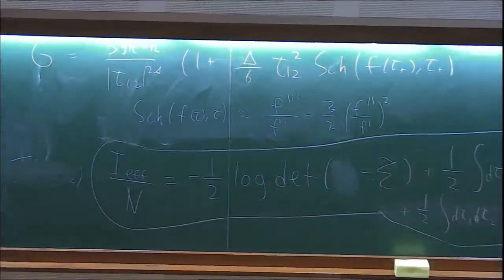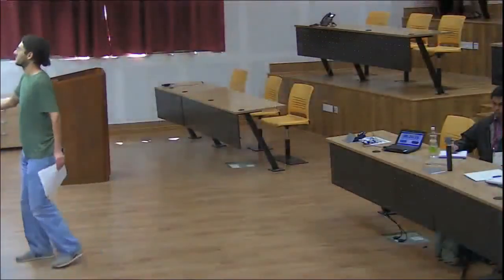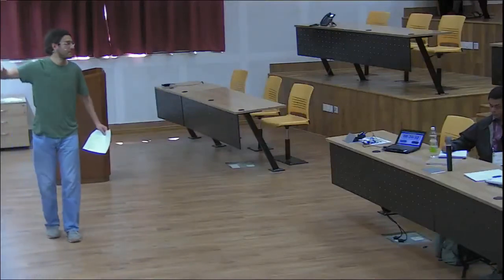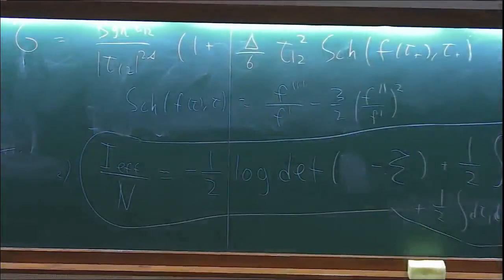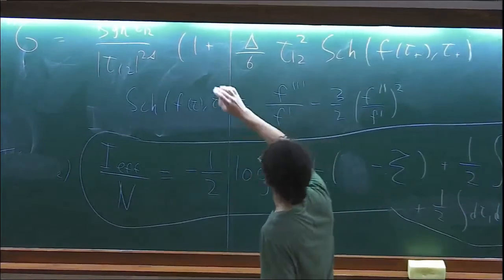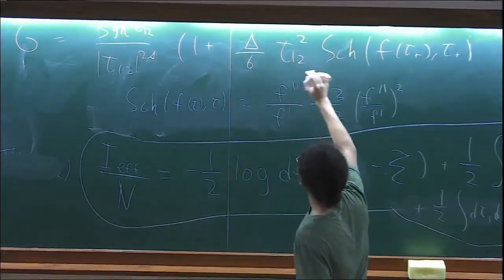So doing this, we need to Taylor expand to third order. Taylor expand f of tau 1 and f of tau 2 about tau plus. Then stick that into here. Then expand the resulting expression in tau 1, 2. And as you would expect, you get 1 over tau 1, 2 to the 2 delta, and then 1 plus some power series in tau 1, 2.